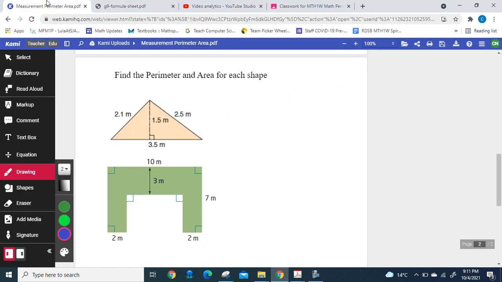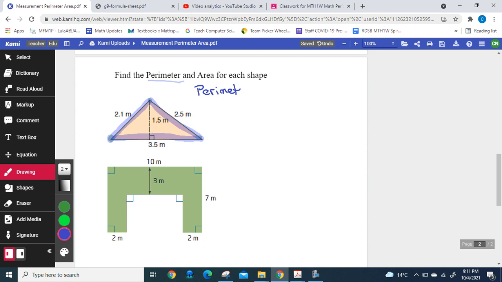So let's think. We want to figure out a perimeter and our area for this shape here. So perimeter takes us all around the outside. So we start in one corner. Let's start here. And then we're going to add them up. So we're going to add the 2.1 plus the 2.5 plus the 3.5. And that's going to give us our perimeter. Oops, wrong one.